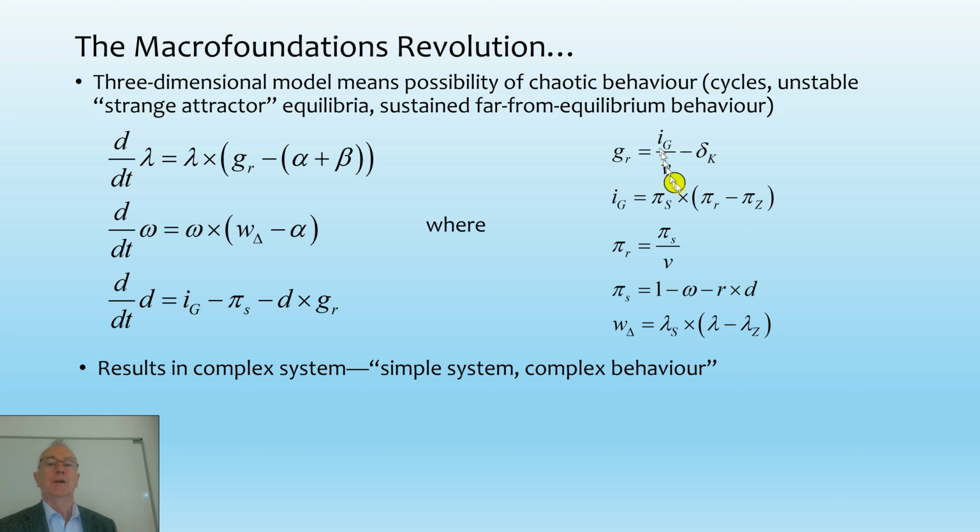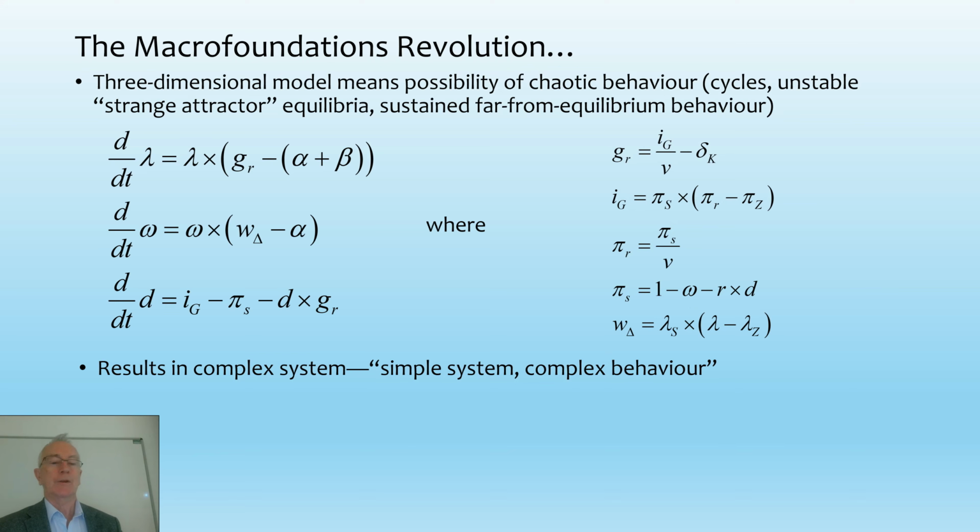So the growth rate is gross investment divided by the capital output ratio minus depreciation. There's your investment function. The rate of profit is the profit share divided by the capital output ratio. Profit share is 1 minus wages share minus interest on debt, and that's the wage change function. So it's an incredibly simple model, and you wouldn't expect much interesting stuff to come out of it.